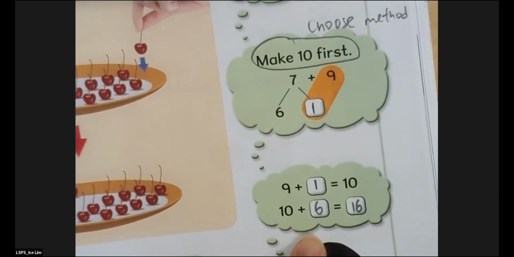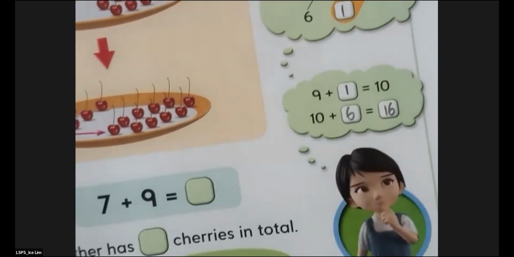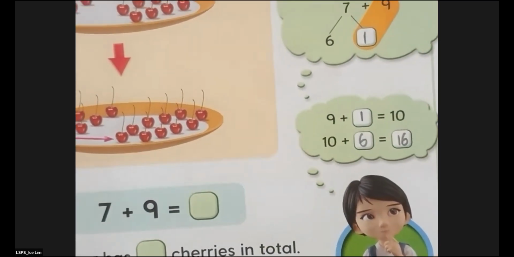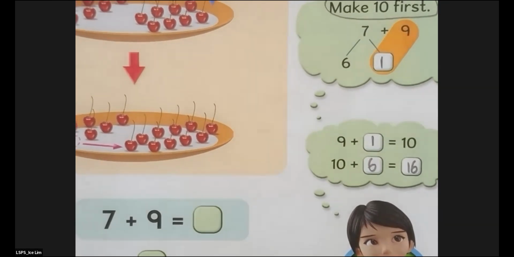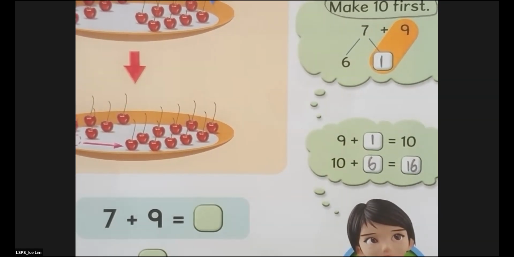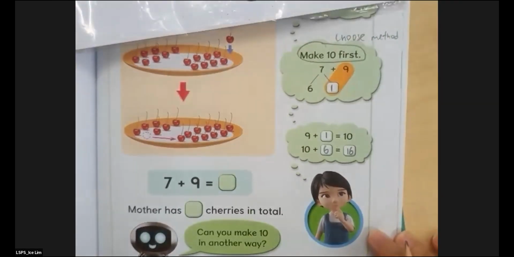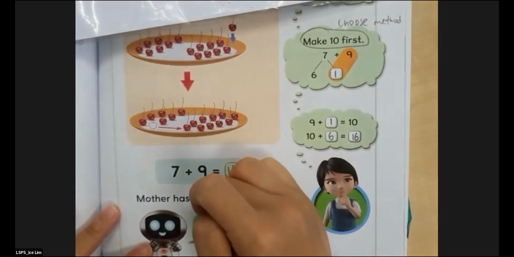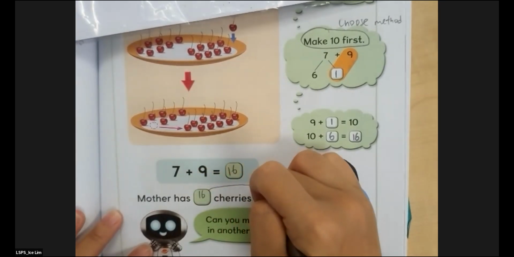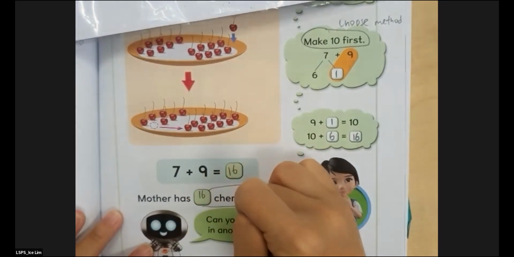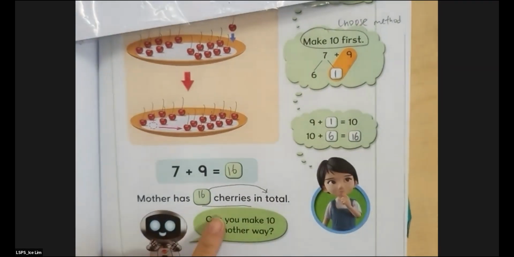Have you written it down? It's in your textbook. So 7 plus 9 is equal to 16. Awesome. I love how you're reading it. Mika, very good. Mother has 16 cherries in total.